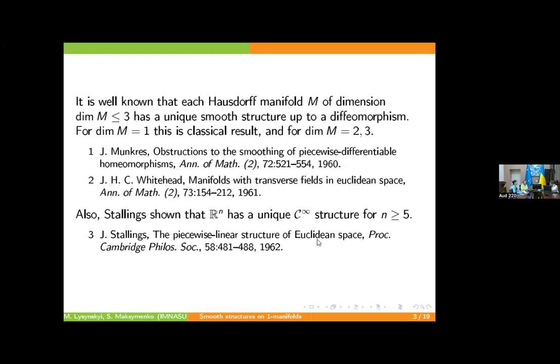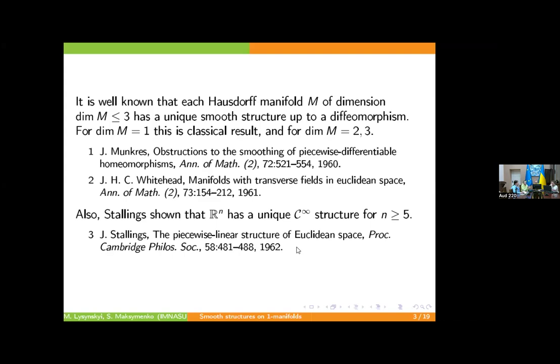So let me say a few words about the history of the classification of smooth structures. Maybe this is not related to algebra, but let me say a few words. First of all, it is well known that every Hausdorff manifold of dimension 1, 2, 3 has a unique smooth structure. At least, if you have two structures on a manifold of dimension at most 3, then there is a homeomorphism of this manifold to itself which is a diffeomorphism with respect to the corresponding structures. For dimension 1, this is a classical result.